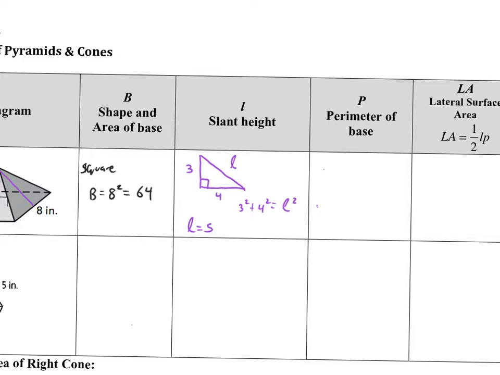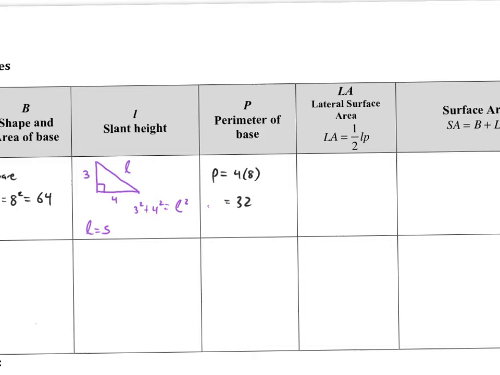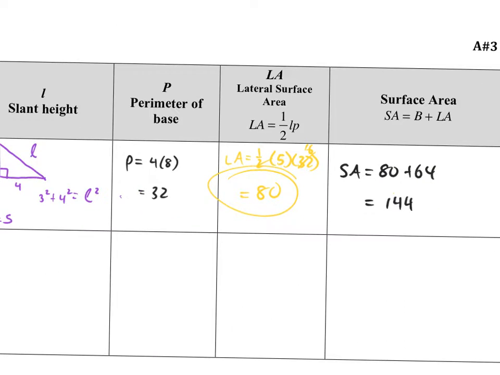The perimeter of the base is straightforward, so 4 times 8, so we have 32. All right, and now the lateral area is going to be 1/2 the 5 times the 32. 16 times 5 is 80. So in the end, we add these two together, 80 plus 64. So surface area is 144 square inches.